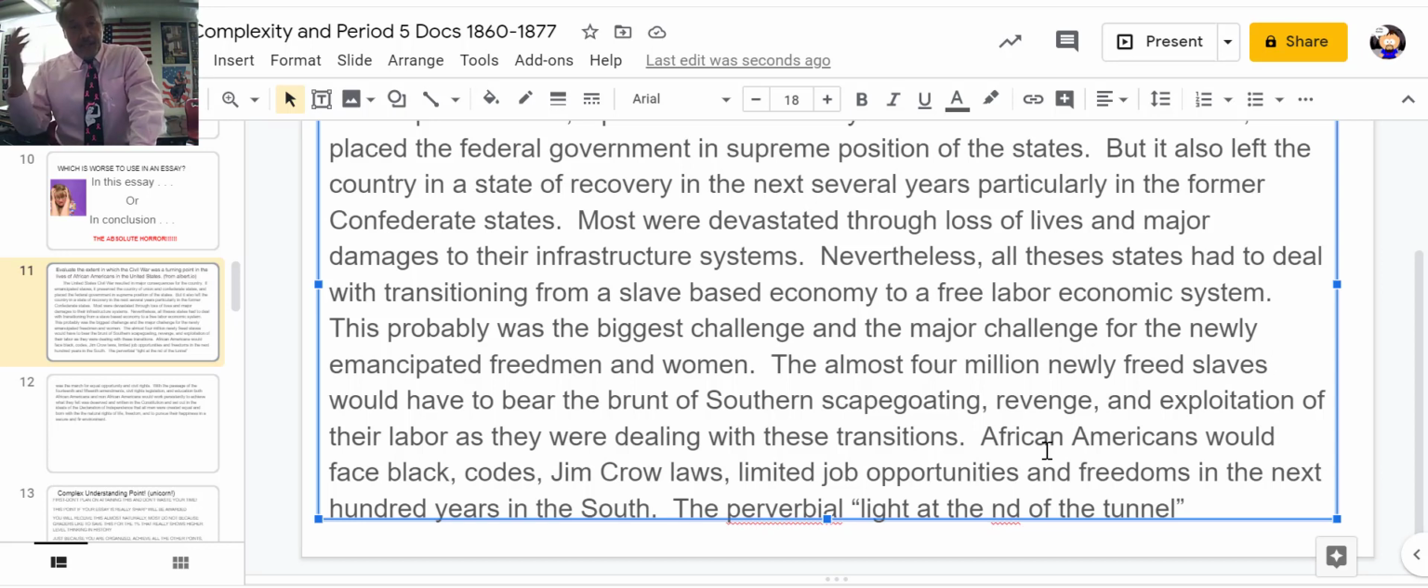The almost 4 million newly freed slaves would have to bear the brunt of Southern scapegoating, revenge, and exploitation of their labor. I'm alluding to the sharecropping, crop lien system, and tenant farming as they were dealing with these transitions. African Americans would face black codes. I don't need a comma there.